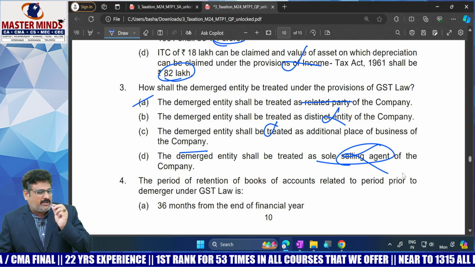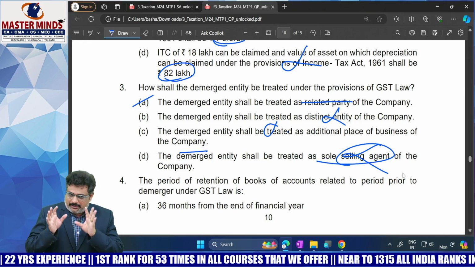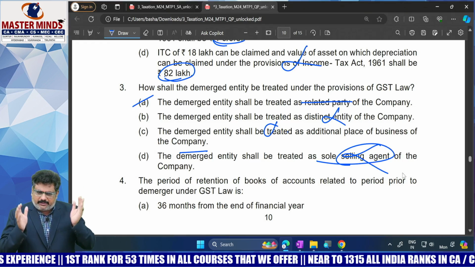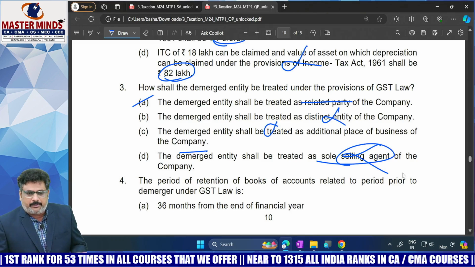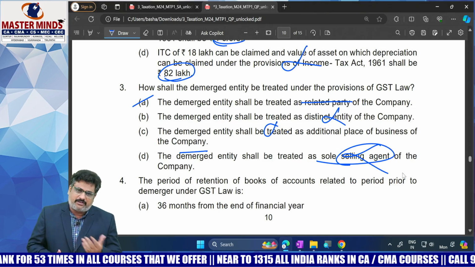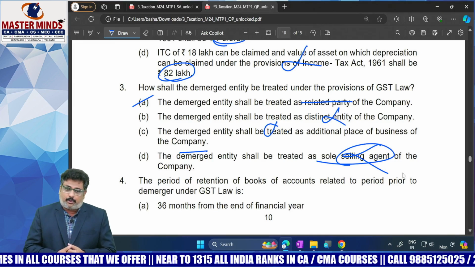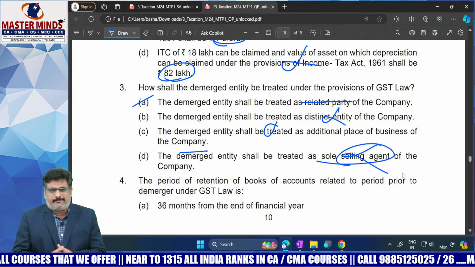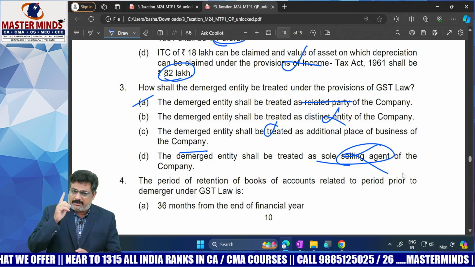Majority people will be confused with distinct entity. So that's why I told you conceptual clarity is more important. Many people nowadays are actually following the fast tracks majorly. But to learn the concept, always go through the sentence format. Then only you can learn the subject. Okay, that's why conceptual clarity.